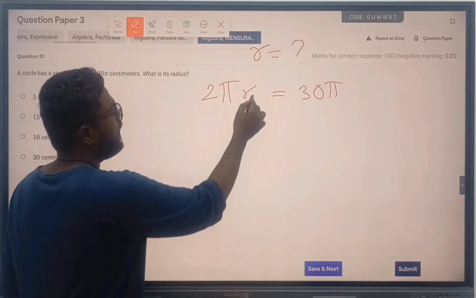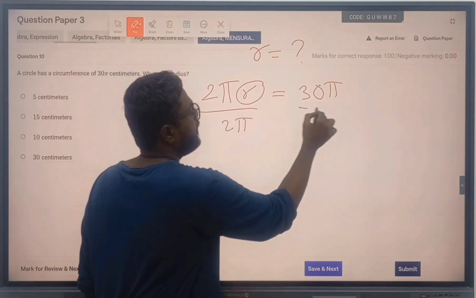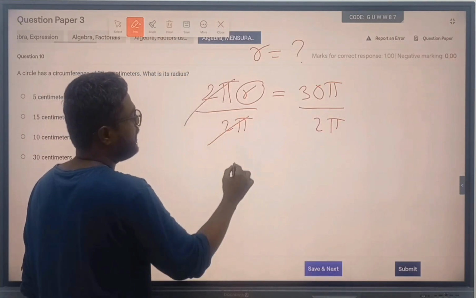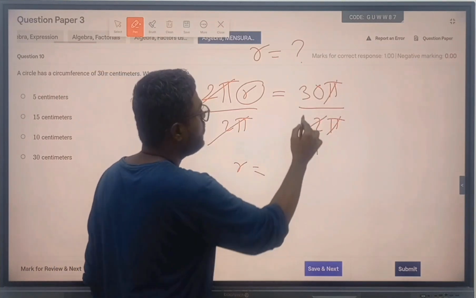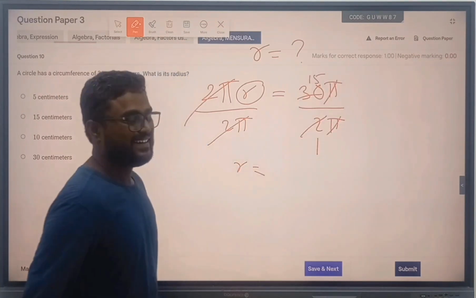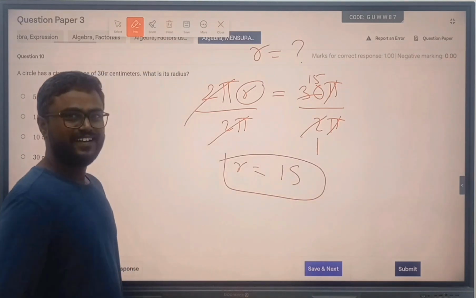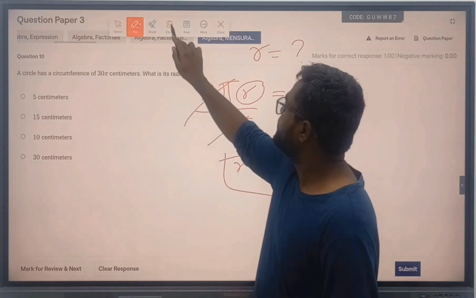So what will I do now? R is over here. Divide both sides by 2 pi. The 2 pi cancels. R is on the left hand side. Pi cancels. 2 times 1 is 2. 2 times 15 is 30. So therefore r is equal to 15. Okay. With that, moving on to the next question.